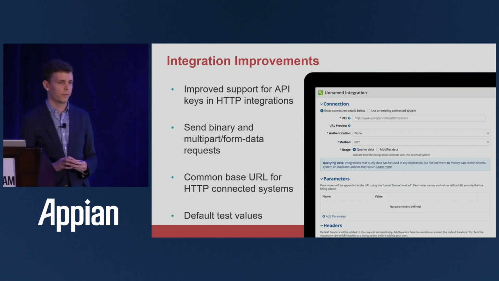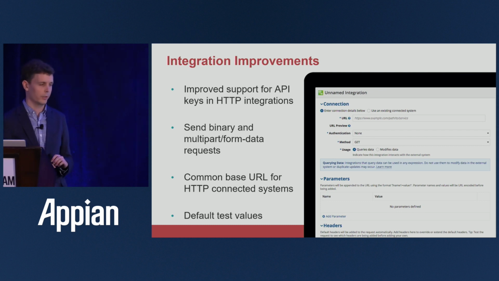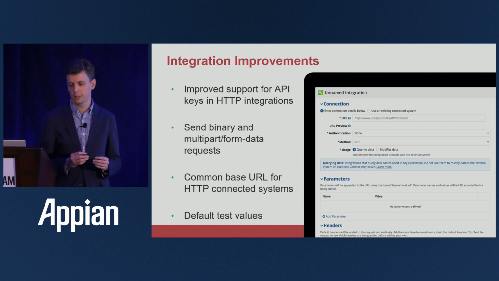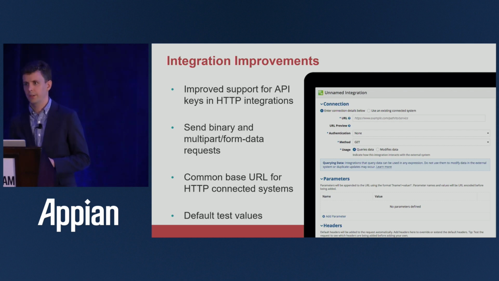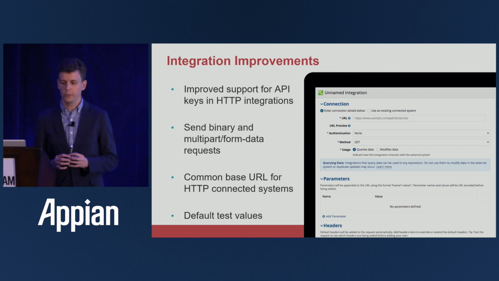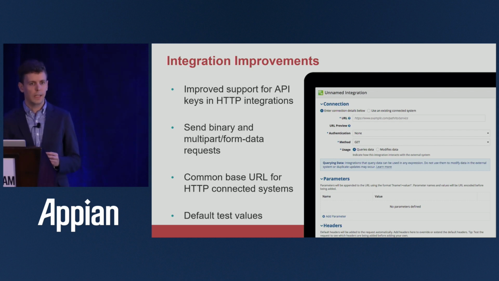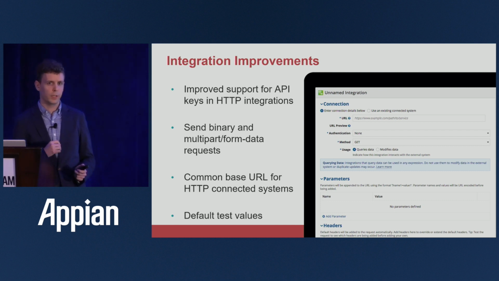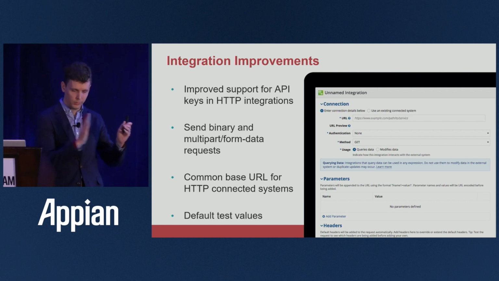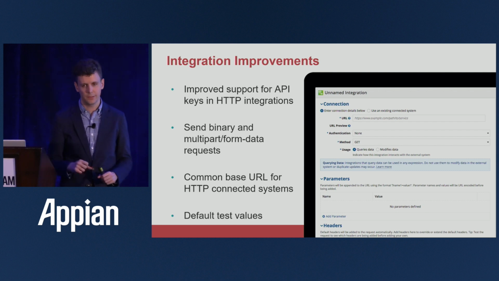So we have native support for API keys. We'll securely store those and be able to work with those, because that's how a lot of REST APIs are secured. Better handling for documents: if you want to send binary or multi-part data across to a service, we can support that. And for an HTTP connected system, now we can have a common base URL for that connected system, so that when you define other integrations on it, the root URL is inherited, and then you just have to define the substring that's specific to that integration.